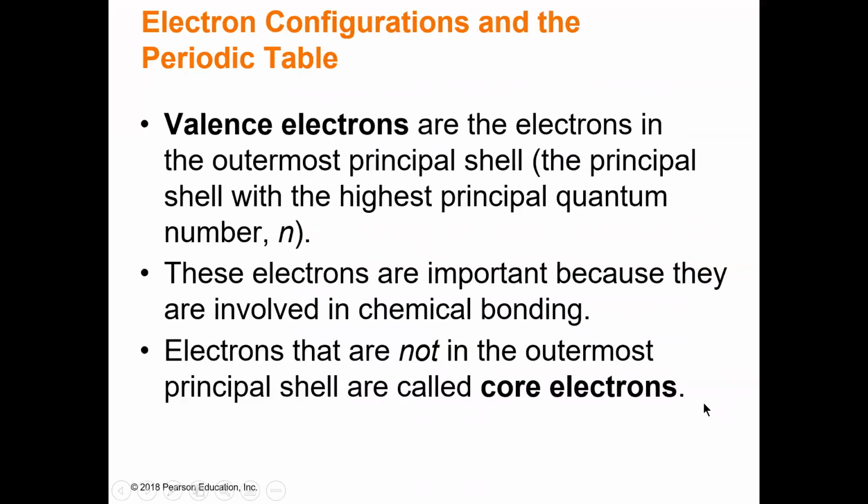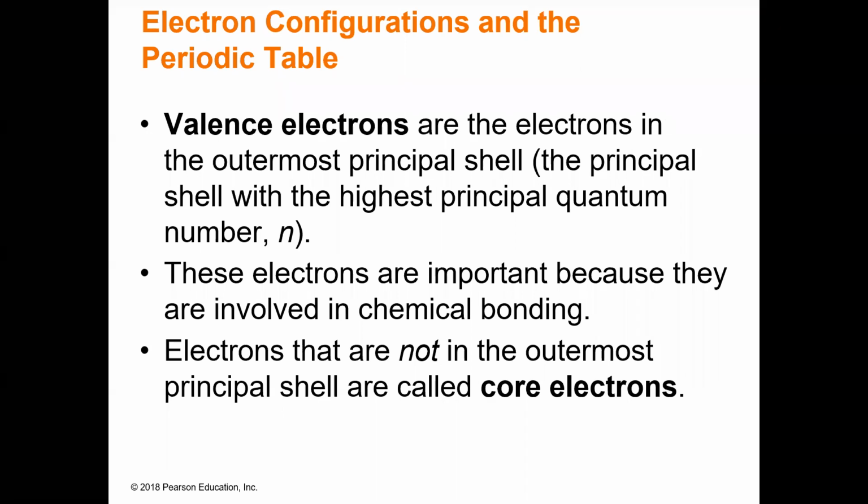All right, so valence electrons are super important. Valence electrons are the electrons that you find in the outermost principal shell. So you look at your electron configuration and find whatever shells have the largest number, those will be your valence electrons.